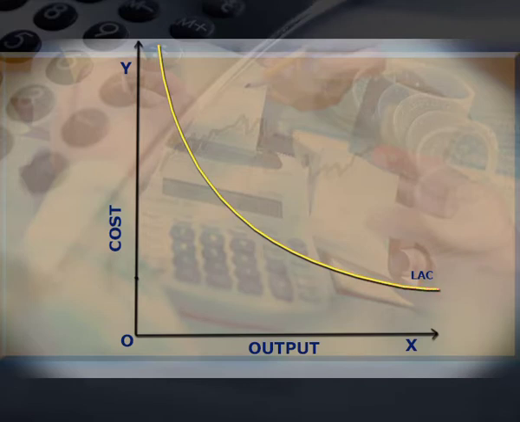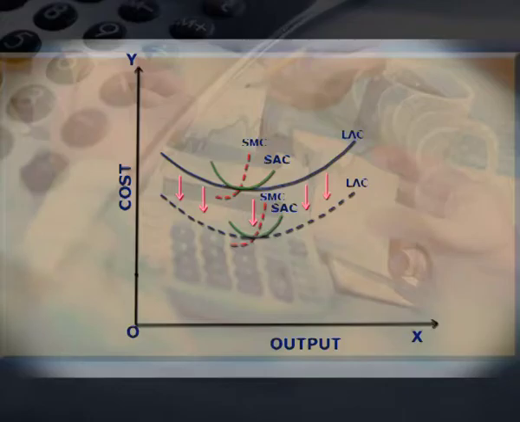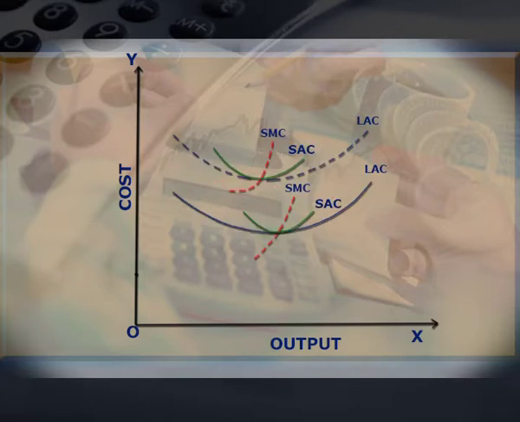Another important concept which we should know is economies and diseconomies of scale. So, let us discuss. The reduction in the unit cost of production as the firm increases its capacity is called economies of scale, while the increase in unit cost of production as the firm increases its capacity is called diseconomies of scale. To better understand this, let us discuss its reasons.